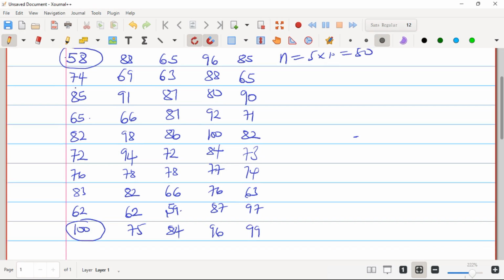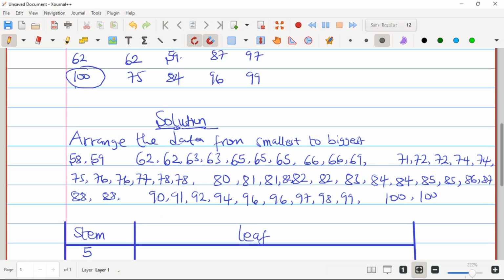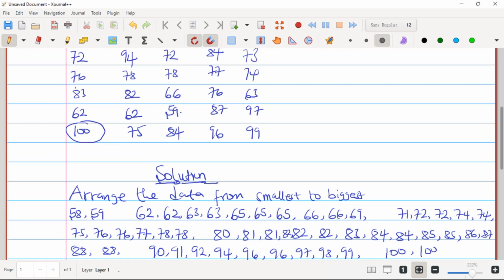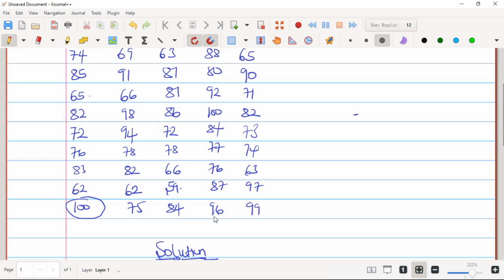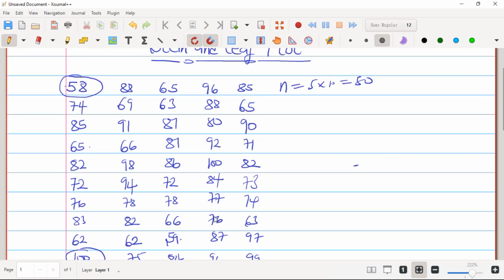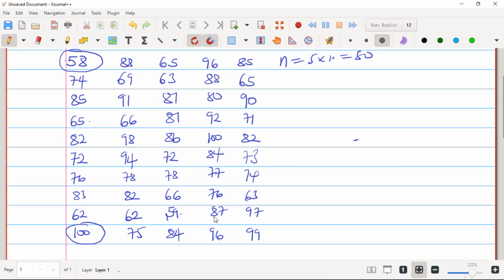I've already done the solution here for arranging this from smallest to highest, but I'll walk you through how I was able to arrange it, so that when it comes to the exams you'll be able to do it. That's ascending order. Once you have indicated your smallest value, that is 58, it's going to start from 58 and end at 100. So here we are just going to pick the numbers that are within 50 to 60.